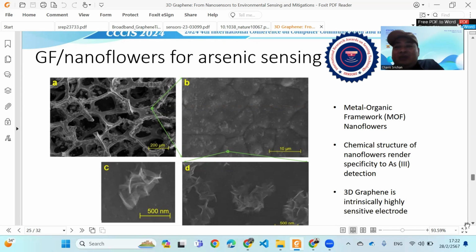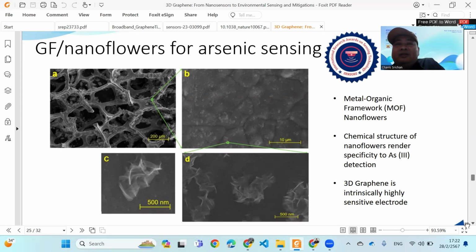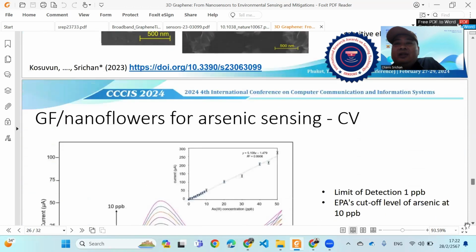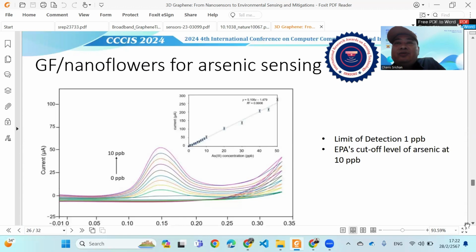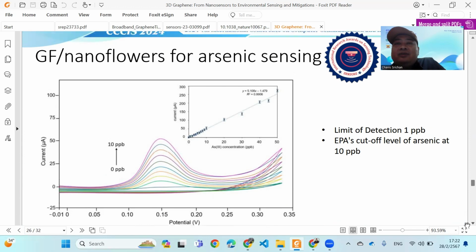So we are successful. Finally we could detect, we have a beautiful graph again, and we could detect as low as 1 part per billion. So you can use the sensor to check if the water is contaminated with arsenic. Actually, if you change the reduction potential, you can check even other heavy metals.